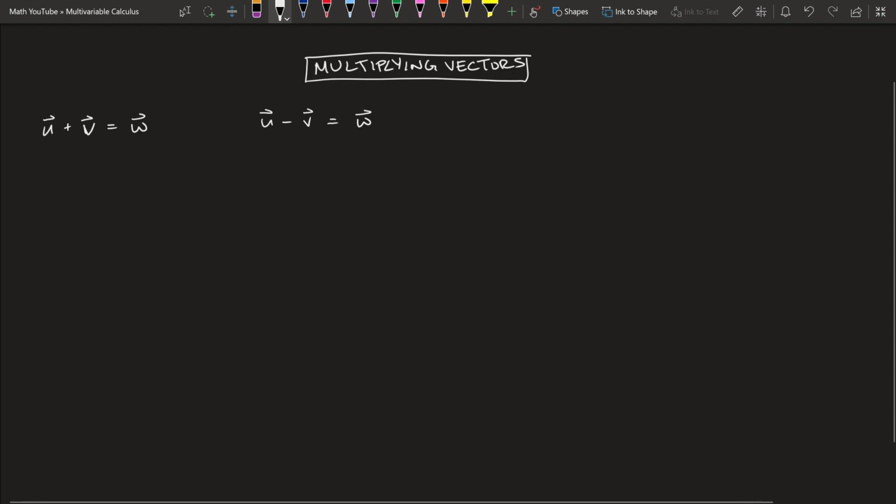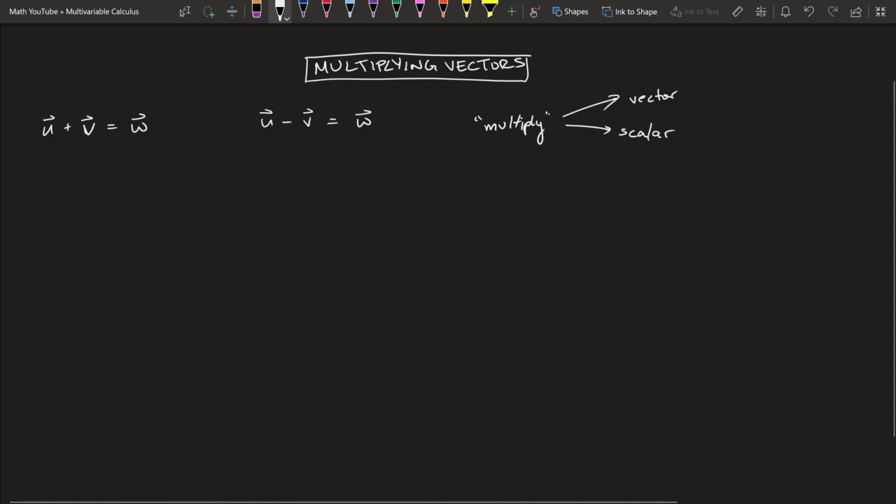When we multiply two vectors, and I'm just going to put "multiply" in quotes, we can get a vector or we can get a scalar. And it depends on how we multiply the vectors. There's actually two different ways that we can multiply vectors.